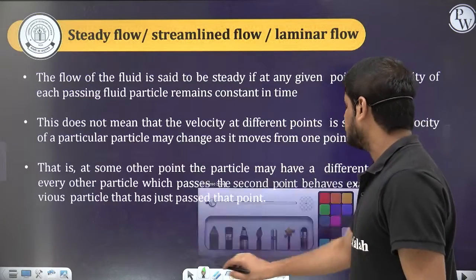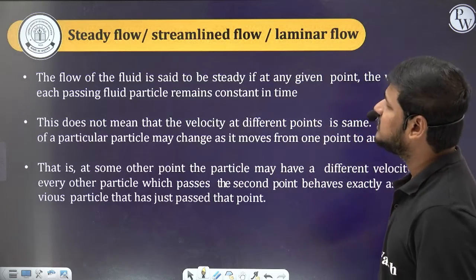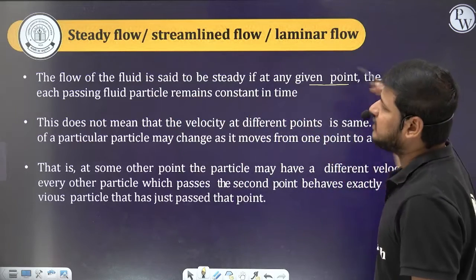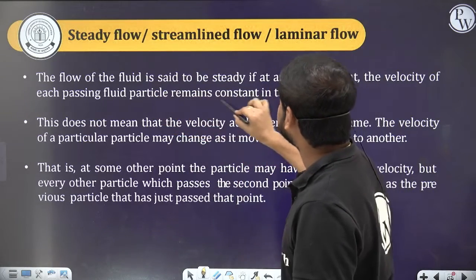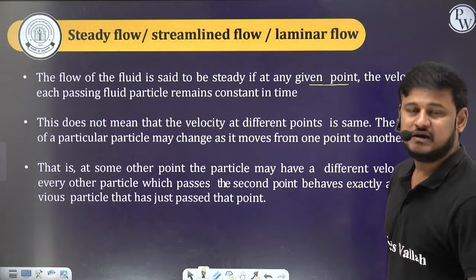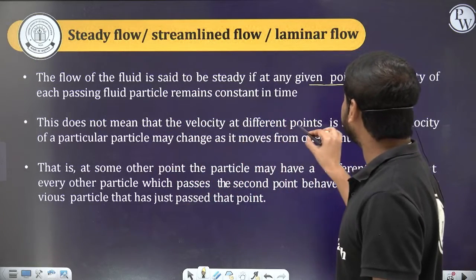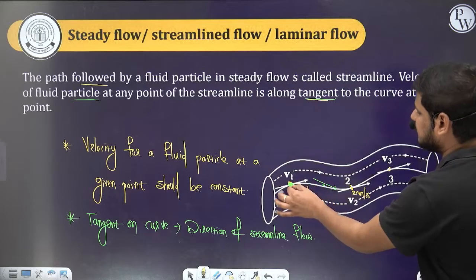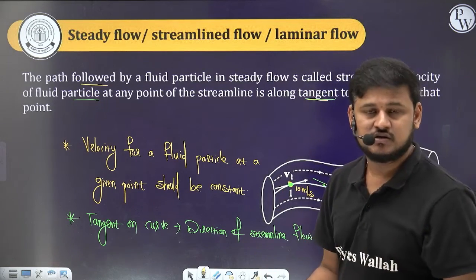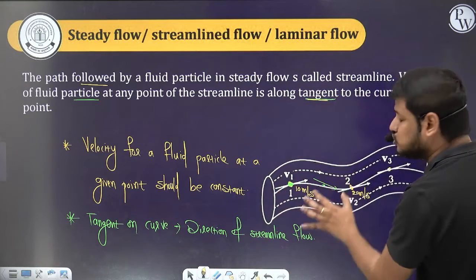So now the next one is a steady flow or the streamline flow or the laminar flow, the same thing. The flow of the fluid is said to be steady if at any given point the velocity of each passing fluid particle remains constant in time. That's what we discussed now. So the velocity at a given point should be constant with time. This does not mean that the velocity at different points is the same. Here the velocity, here the velocity, may be equal or may not be equal. There is no compulsory condition that the velocity here and here should be the same.